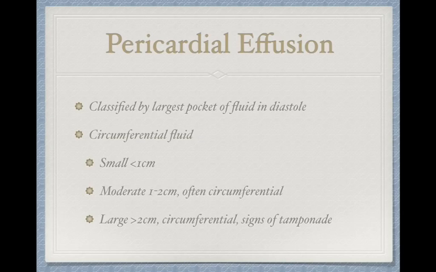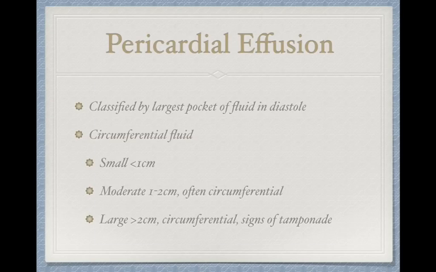Pericardial effusions are classified into small, moderate, and large. Small tend to be less than 1 centimeter. They're not circumferential, and you rarely, if ever, will see tamponade physiology off of that. Moderate effusions are 1 to 2 centimeters. Large effusions above 2 centimeters, often circumferential, and that's when you'll start seeing your signs of tamponade.